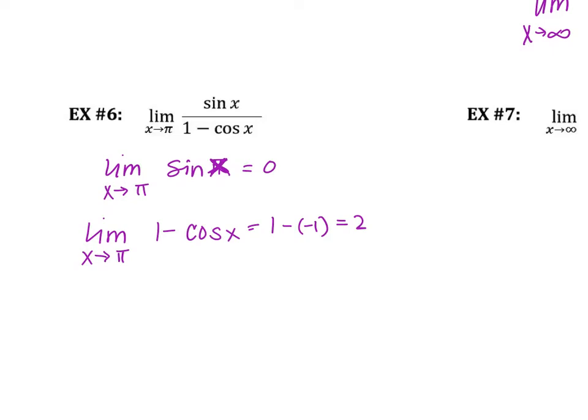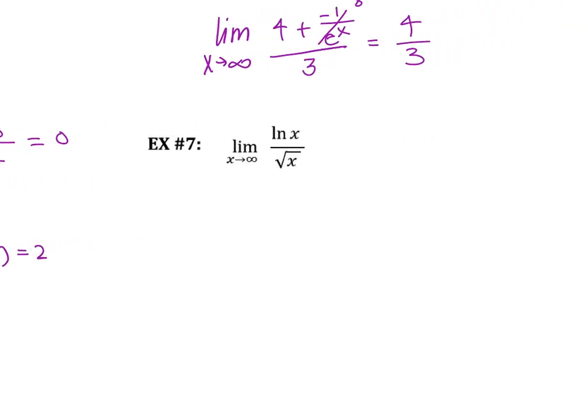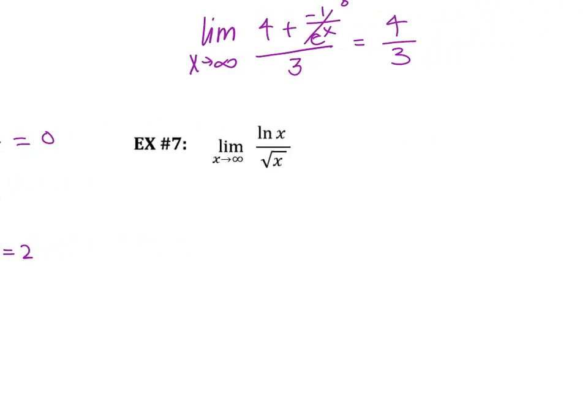So notice what we have going on here. We have 0 over 2, and so that's going to give us 0. So that one, they kind of try to be tricky there to get us. All right, so now let's look at number 7. And again, we will be separating these out to see what's going on with them.